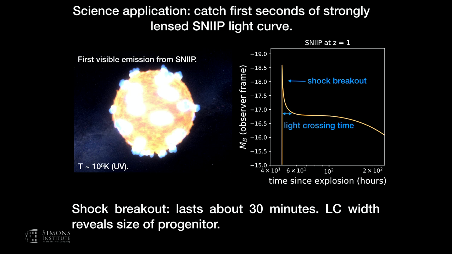So a core collapse supernova is the explosion of a really massive star. So the star can't support itself under its own gravity anymore, and it collapses. It forms this neutron star, which bounces and sends the shock wave careening outwards through the star.